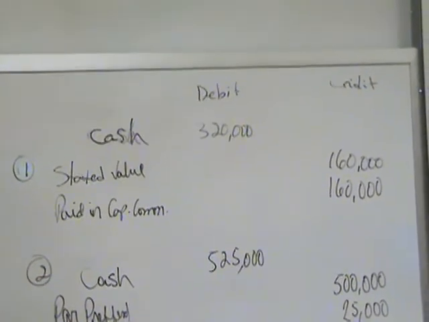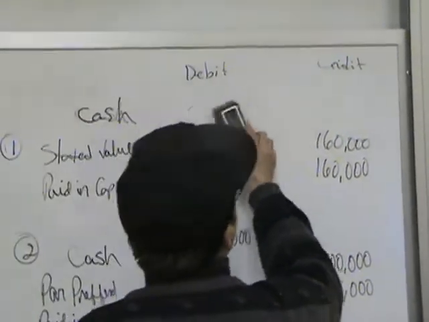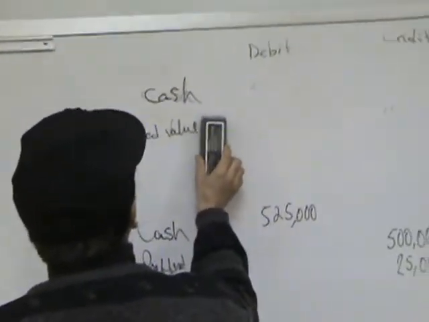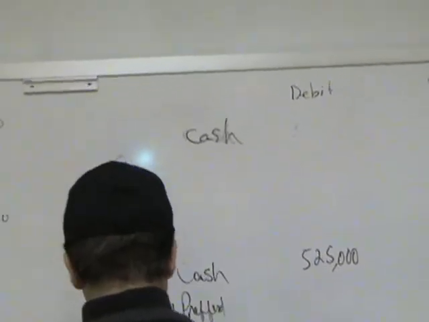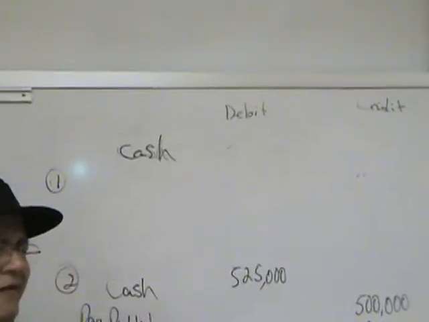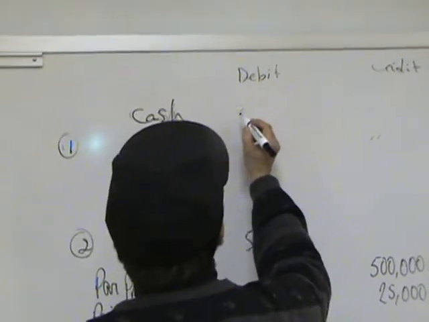Did you copy this? Okay, so erase that, erase cash, and debit land. Post up: debit land, not cash.